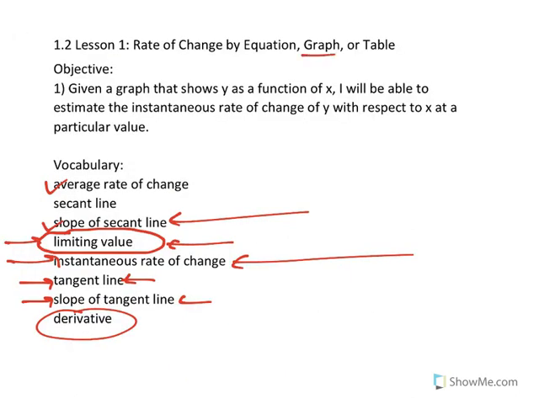So today we focused on rate of change by graph, tying it back to our extension problem from last night's homework. Given a graph that shows y as a function of x, you will be able to estimate the instantaneous rate of change of y with respect to x at a particular value by, what did we do for our example 2 today? We looked at the slope of the tangent line to the graph at a particular point in time, and that gave us the instantaneous rate of change.